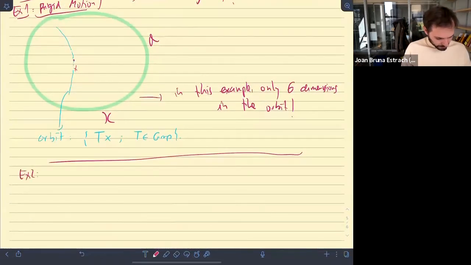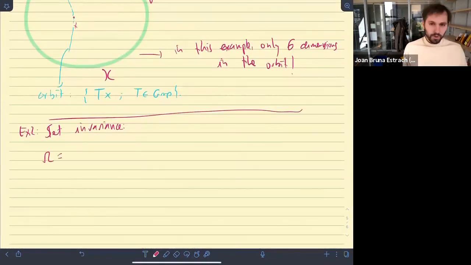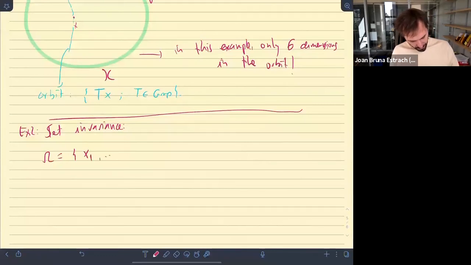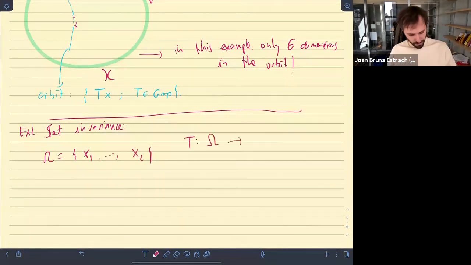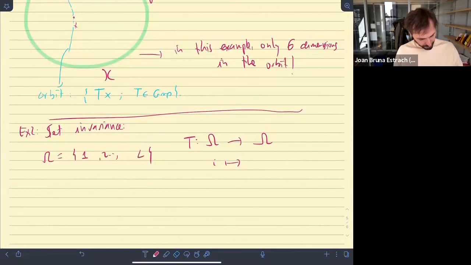And now we can think about an example 2, which is, let's say, a permutation, a set invariance. So now here your input domain would be just a set of elements, x1 to xL. And the transformations go from omega to omega. Sorry for the notation. I have elements, I have nodes, let's say node 1, 2, to node L. And the transformation can map it to any other T of i that is invertible. So this is actually a permutation.